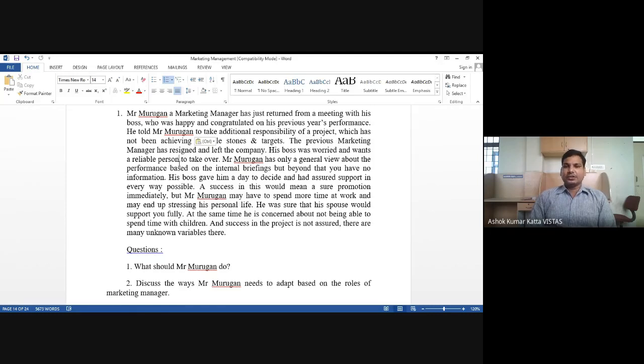So they trusted you and they are giving work for you. They have certain belief in you. So the first thing is Murugan has to be accepted to do the work. There is no doubt on that. Now here we discuss the way of Mr. Murugan, what he has to adopt. So being a marketing manager, what is the role you need to adopt?